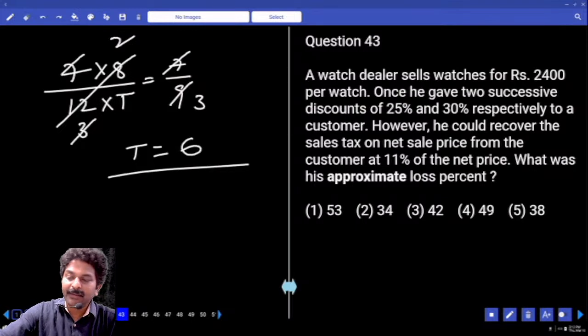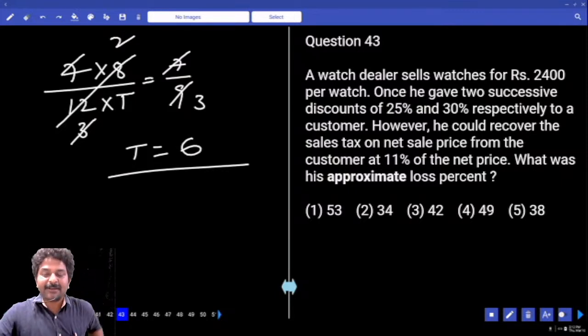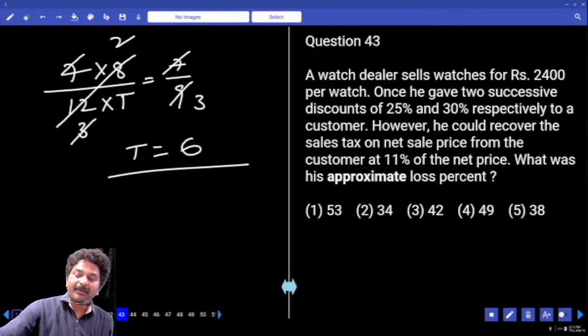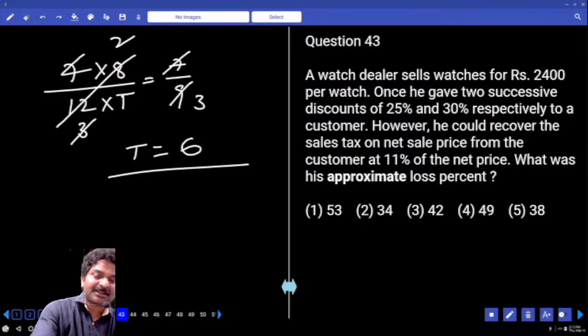Done. A watch dealer sells watches for 2,400 per watch. Once he gave two successive discounts of 25% and 30% respectively to a customer. However, he could recover the sales tax on net sale price from the customer at 11% of the net price. What was his approximate loss percentage?